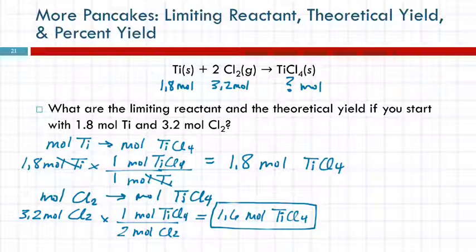Because once I've made 1.6, I have used up this ingredient, this reactant. I don't have anything more. I can't make any more. Yeah, there's some titanium left, but it's just going to sit there because it has nothing to react with. So we choose the smaller one. This equals the theoretical yield.